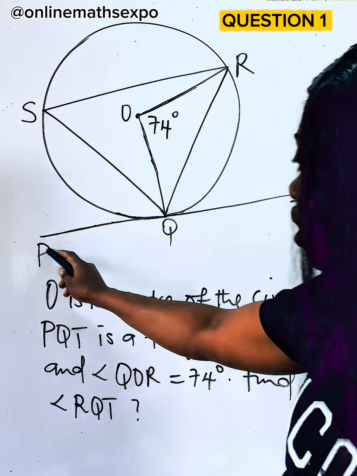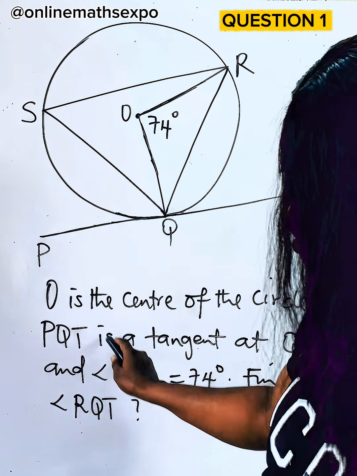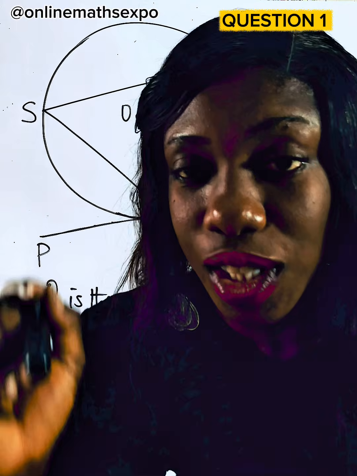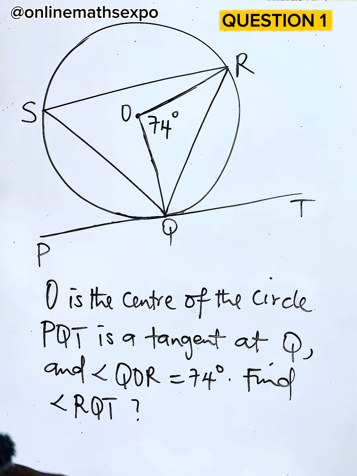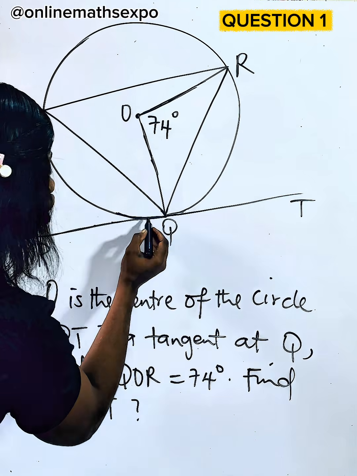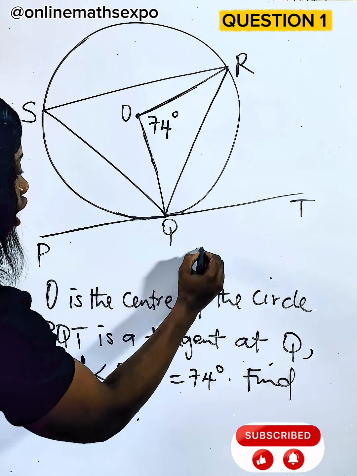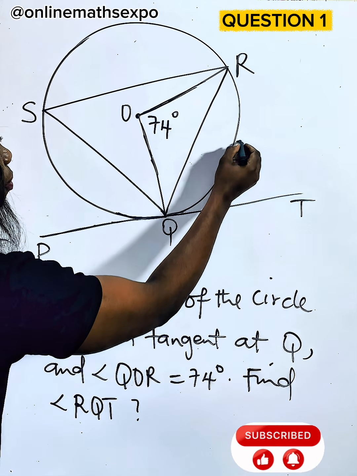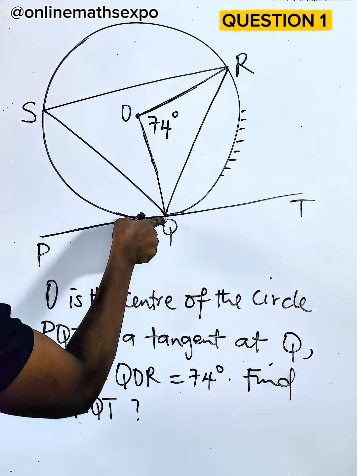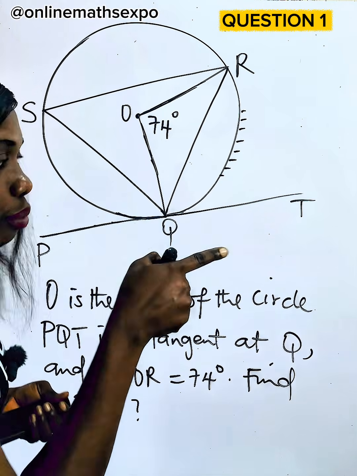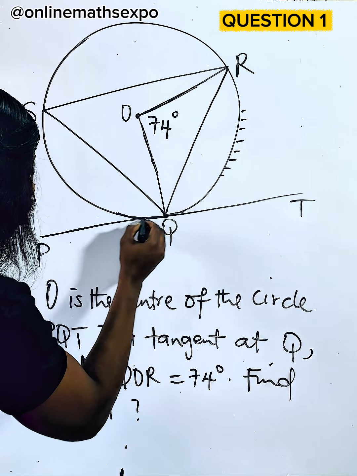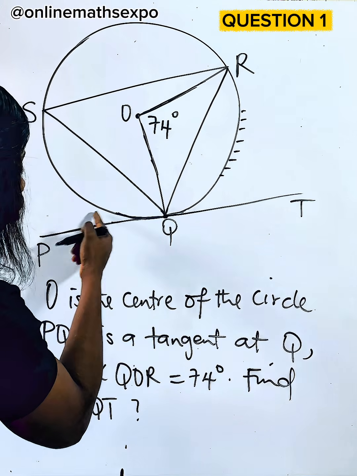PQT. This straight line, they say, is a tangent. Now, when you hear tangent, what does tangent mean? Tangent simply means a straight line that touches the circumference of the circle. Remember, the circumference is the outer part of the circle. So it is a straight line that touches this circumference at a point, but does not cut through. It just touches it at a point and goes out, but will not cut the circle.